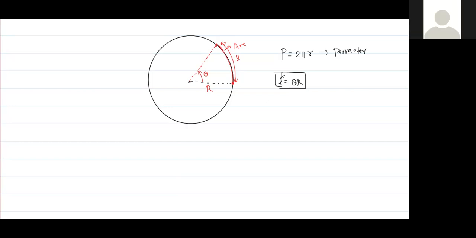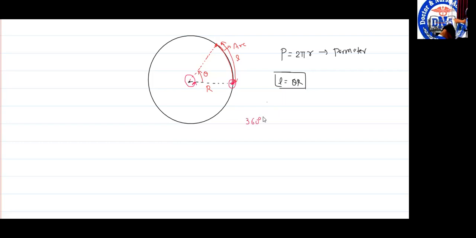Now, suppose you move from this point and rotate in one full circle and come again to that point. At that time, how much angle do you subtend at the center? That is 360 degrees. Suppose we start the motion from this point and again come to this point, so the total angle is 360 degrees.